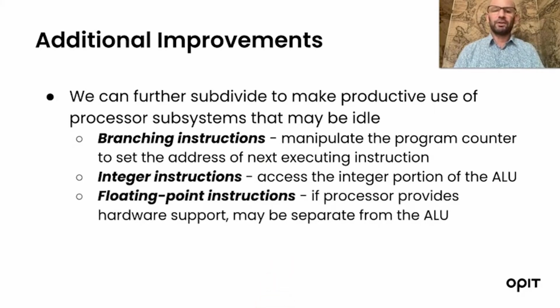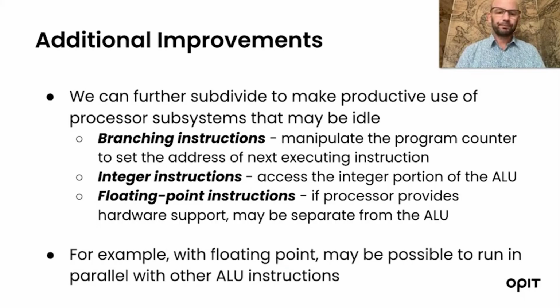Also floating point instructions. So if the processor provides hardware support, it may be separate from the ALU. So we can even decide on different types of calculations, right? And those can be done by separate parts of the arithmetic logic unit. So if we have the ability to break these down, we can again more efficiently assign resources to make sure that we can perform the instructions more efficiently. As an example for floating point, it may be possible to run in parallel, again, with other ALU instructions. And that's the point that I'm making here, the main point.